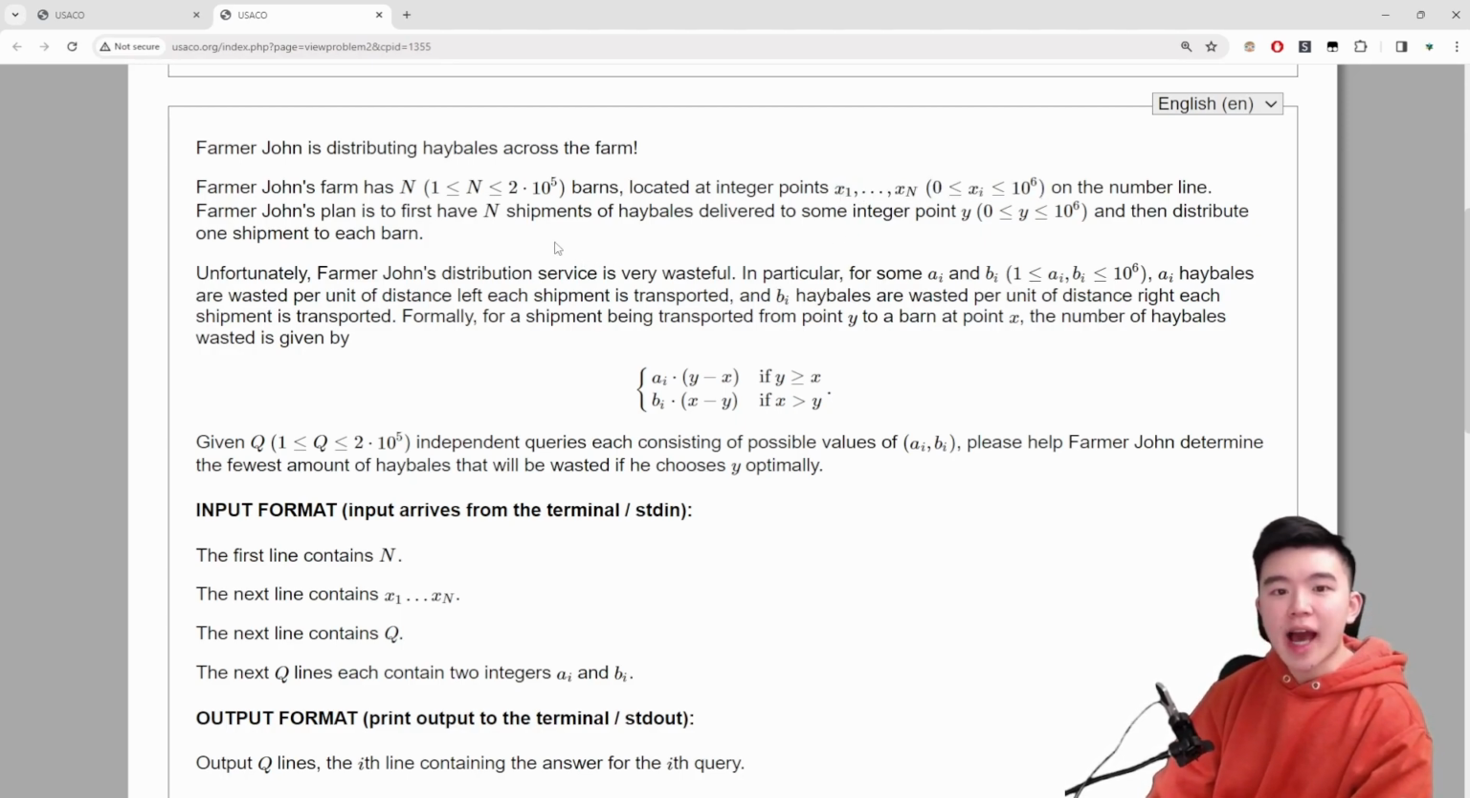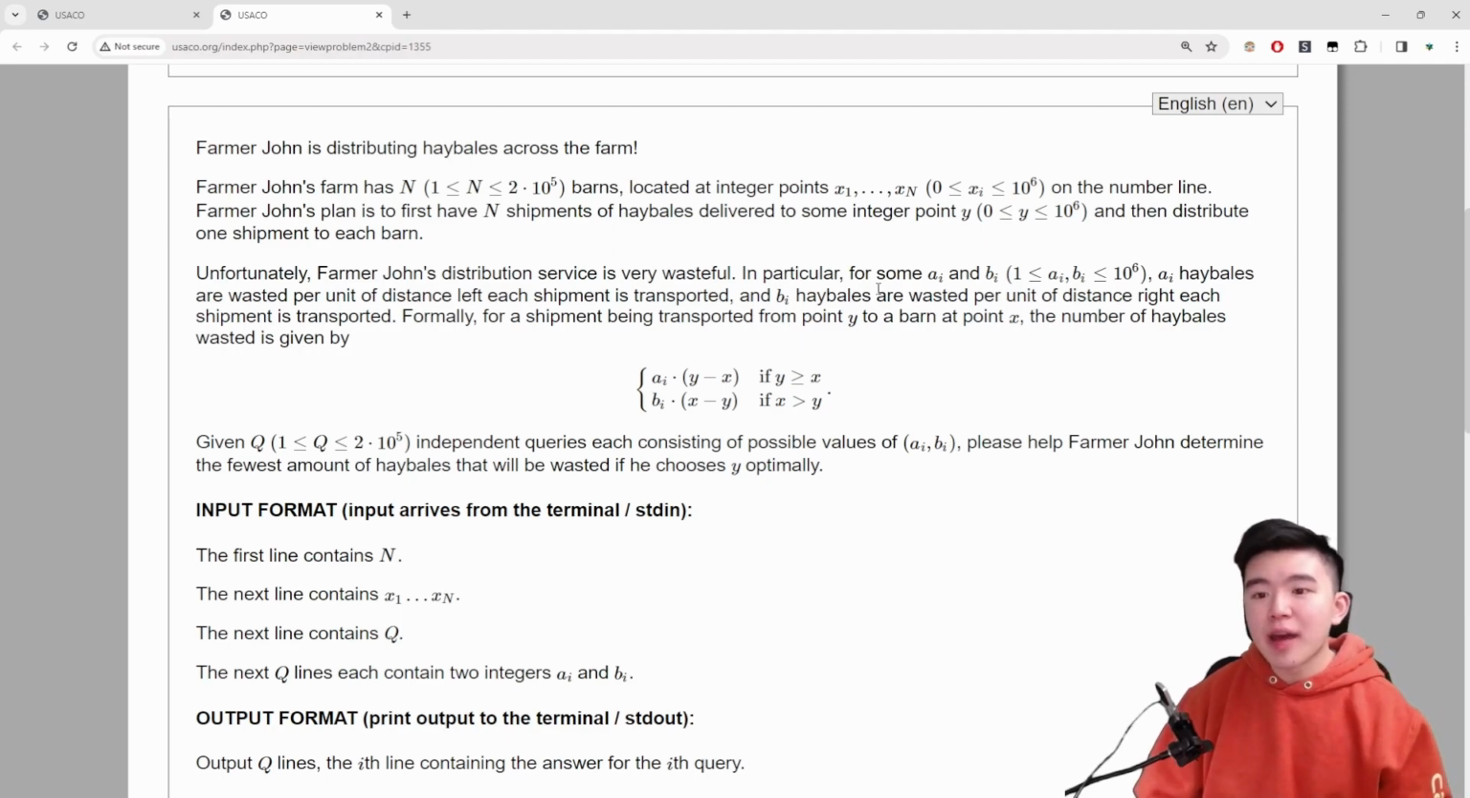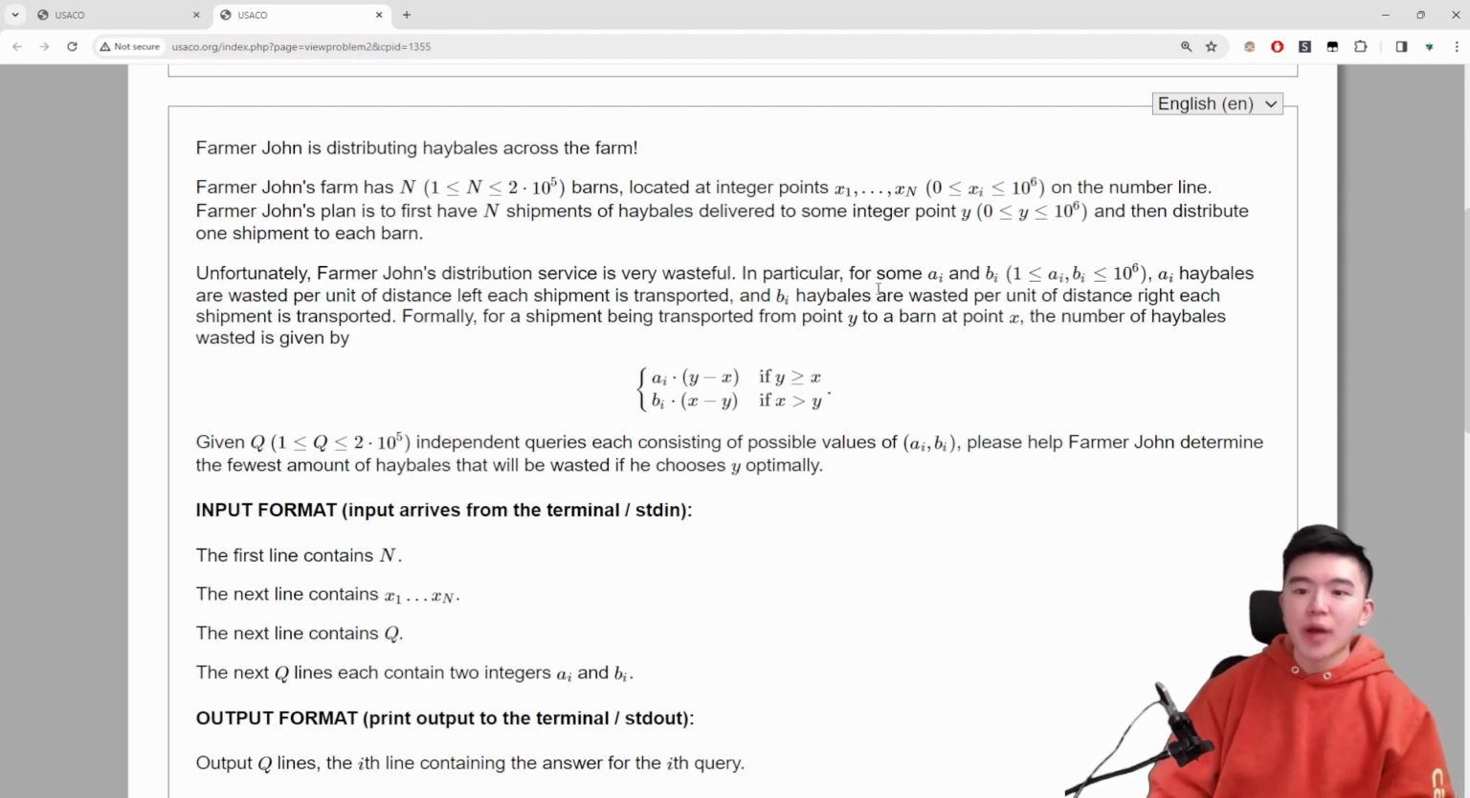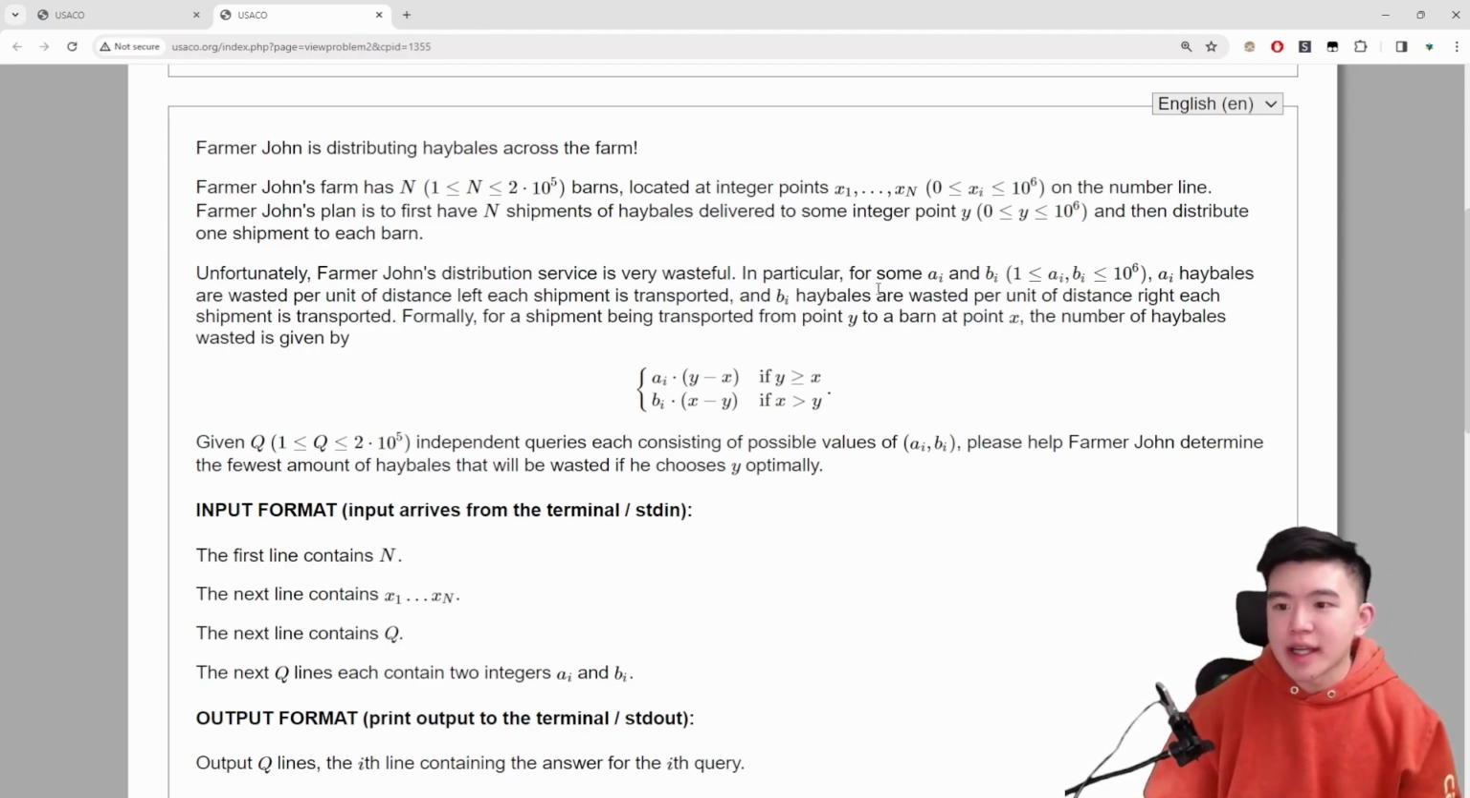Farmer John's plan is to have n shipments of hay bales delivered to some integer point y, and then distribute 1 shipment to each farm. Unfortunately, there is some wastage going on. So for some coefficients Ai and Bi, Ai hay bales are wasted per unit of distance left every shipment is transported, and Bi hay bales are wasted per unit of distance right each shipment of hay bales is transported.